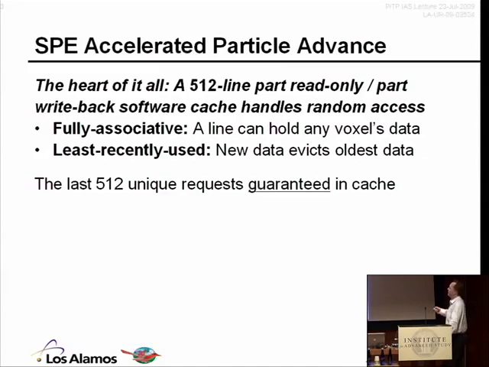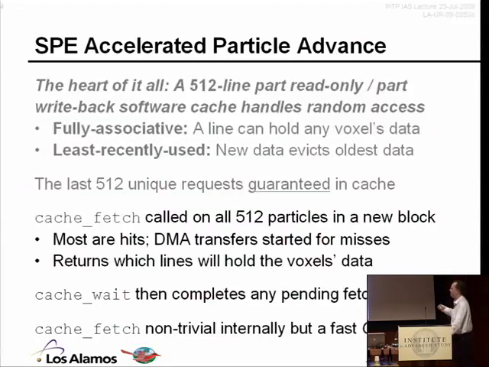What we have in this software-managed cache protocol is a 512-line, part read-only, part write-back cache. It has a fully associative protocol, which means that any one of these entries in this cache can hold data from any voxel in the simulation. And it has a least recently used policy, which means that as we bring in new data, we kick out the oldest data in the cache. These two combined give us a very strict mathematical guarantee as to what's in the cache. Specifically, the last 512 unique requests I've made to the cache are guaranteed to be in the cache, which means we can write a very simple API for doing all the random access, which runs very, very efficiently.